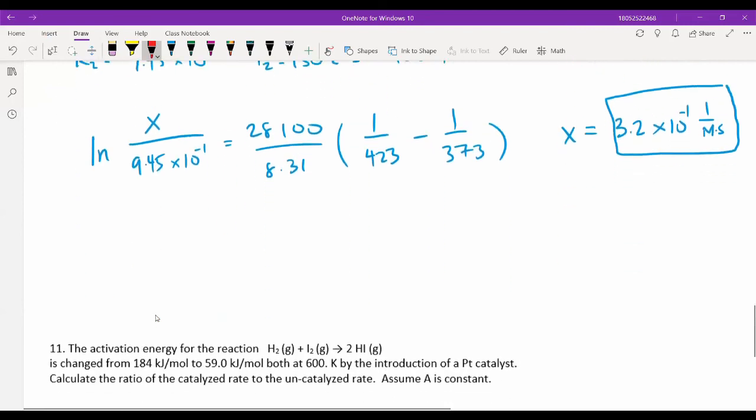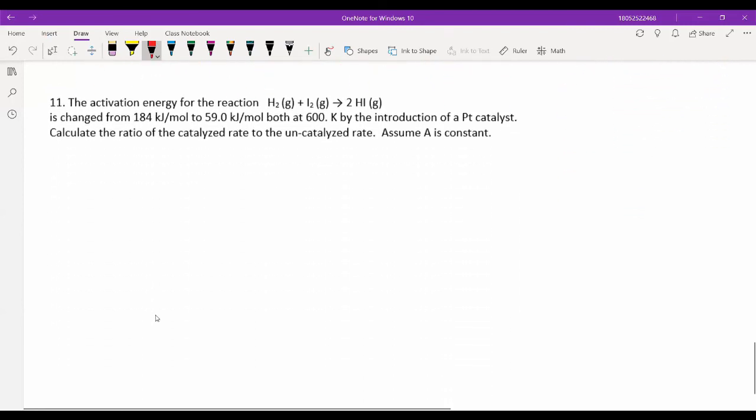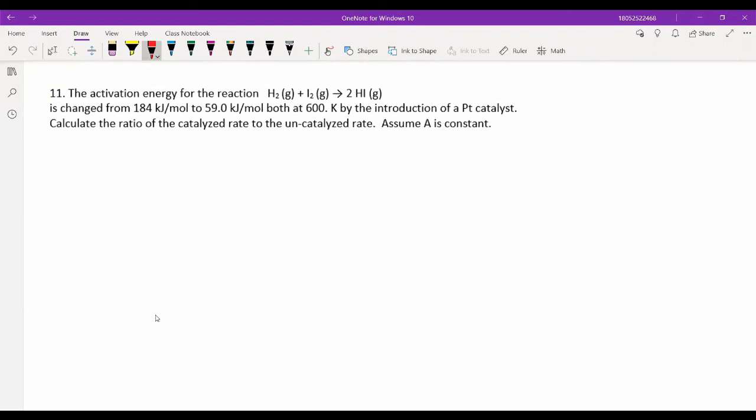All right, last one. So we have a reaction. We are changing the activation energy by introducing a catalyst. So again, you notice that the catalyst is lowering the activation energy, right? From this value to this value. Calculate the ratio of the catalyzed rate to the uncatalyzed rate. So we want to get the rate of a catalyzed reaction over the rate of the uncatalyzed reaction. That's what we're trying to figure out, that ratio.